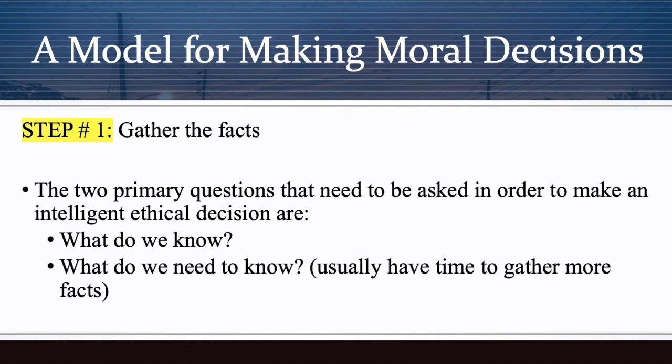So step 1, gather the facts. The 2 primary questions that need to be asked in order to make an intelligent ethical decision are, number 1, what do we know about the situation that's taking place that a moral decision needs to be made? And number 2, what do we need to know? And as I said, usually you have time to gather more facts. Okay, so step 1, gather the facts.